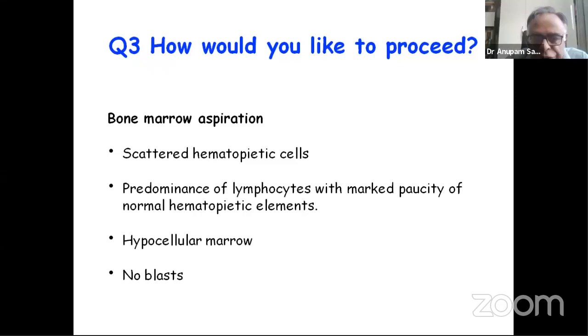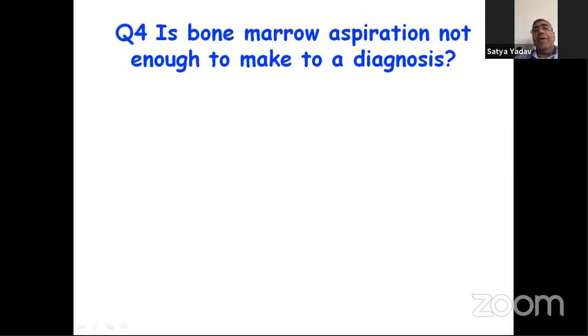The marrow report says it's a hypocellular marrow with scattered hemopoietic cells and predominance of lymphocytes, and no abnormal cells, no blasts. So this looks like a bone marrow failure syndrome, or bone marrow failure state. So it is aplastic anemia. Now we have to see whether it is severe aplastic anemia or very severe aplastic anemia. That depends on the absolute neutrophil count, whether ANC is more than 500 or less than 500.